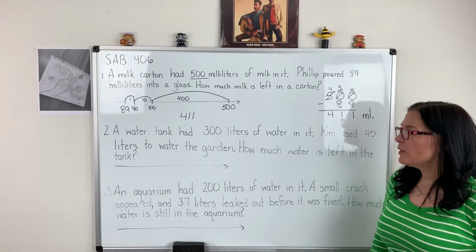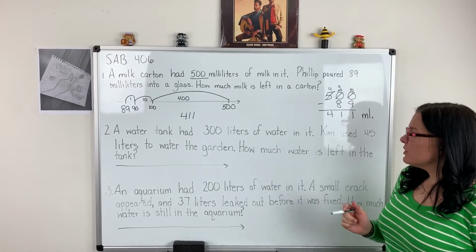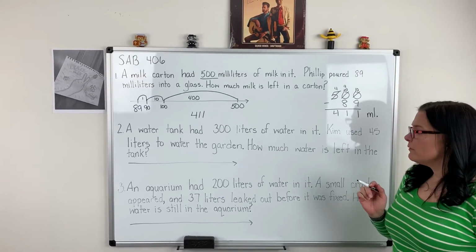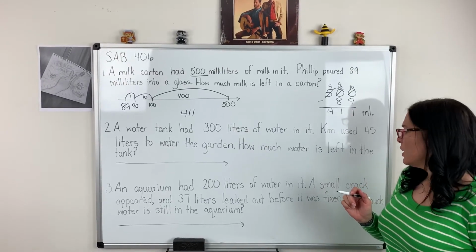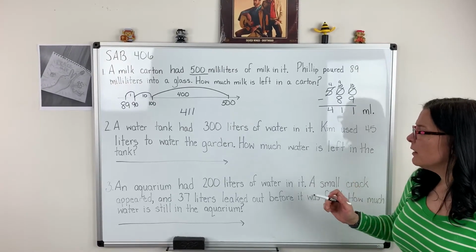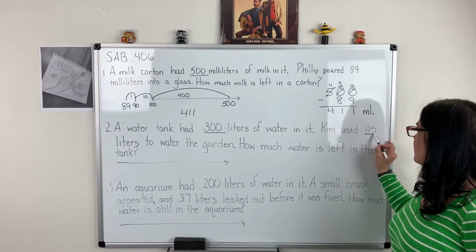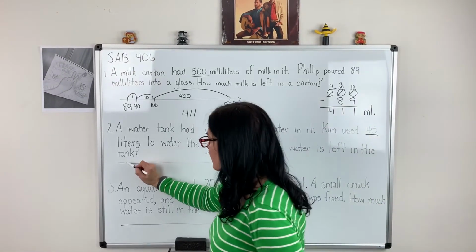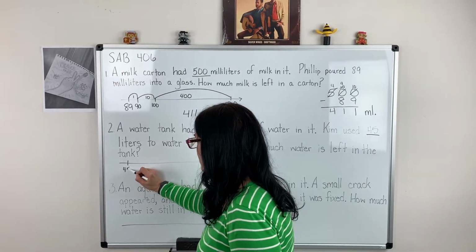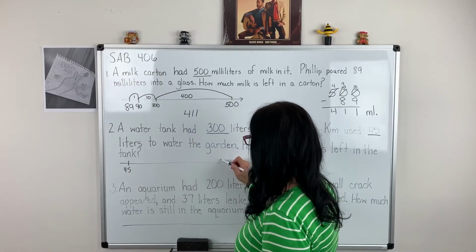And we'll look at our second problem. A water tank had 300 liters of water in it. Kim used 45 liters to water the garden. How much water is left in the tank? Again, we're starting with 300. She's using 45. I'm going to put my 45 on my number line, my 300.